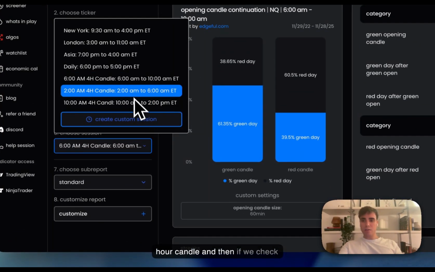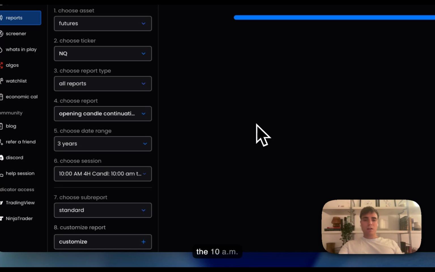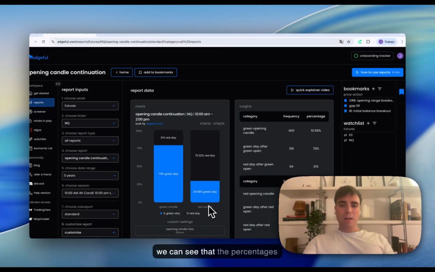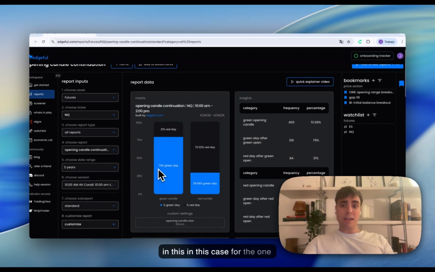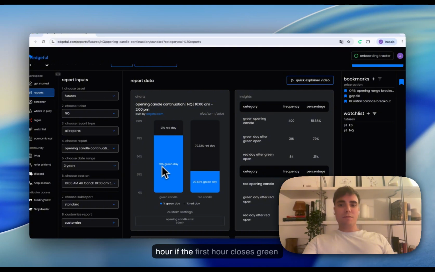Then if we check the 10 a.m., we can see that the percentages are a little bit different and higher than the 2 a.m. and 6 a.m. In this case, for the 1 hour, if the first hour closes green, we are going to have a green 4 hour candle on the 10 a.m., and if the first 1 hour candle closes red, we are going to have a red 4 hour candle on the 10 a.m. candle. Now, that's for the 1 hour.